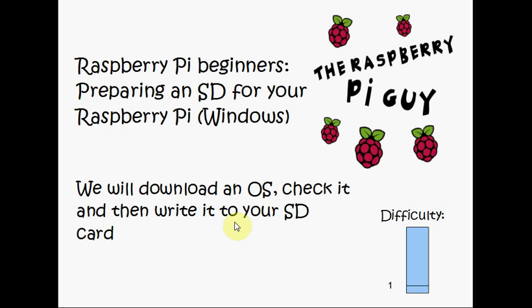In this tutorial, I'll show you how to prepare an SD card in Windows. We will download an operating system from raspberrypi.org, check it to make sure there were no errors, and then write the OS onto an SD card. All downloads will be in the description below.